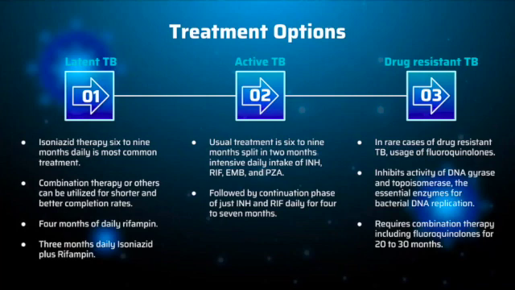In rare cases where tuberculosis becomes drug resistant, we have to include fluoroquinolones in the treatment as well. Fluoroquinolones inhibit activity of DNA gyrase and topoisomerase, which are essential enzymes for bacterial DNA replication. So we have to use combination therapy, including fluoroquinolones, for 20 to 30 months, and most of the time this gets really costly.